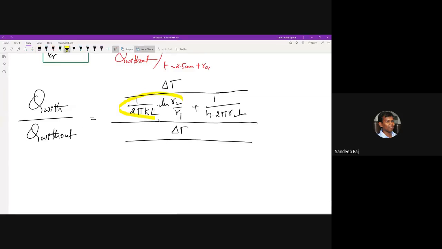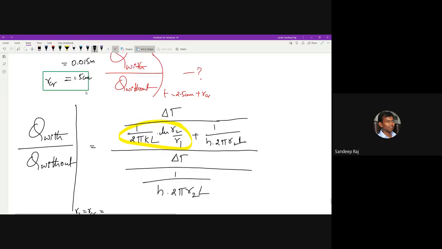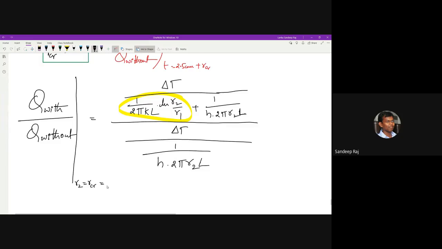This term will not be there because the solid cylinder of insulation will not be present. So that term will get removed here. So what you have is simply 1 by hA, which is 2 pi R2 L. Here, the R2 is equal to R_cr, the first case he said. And this value is 0.015 meters. I just found it out. It is 0.015.